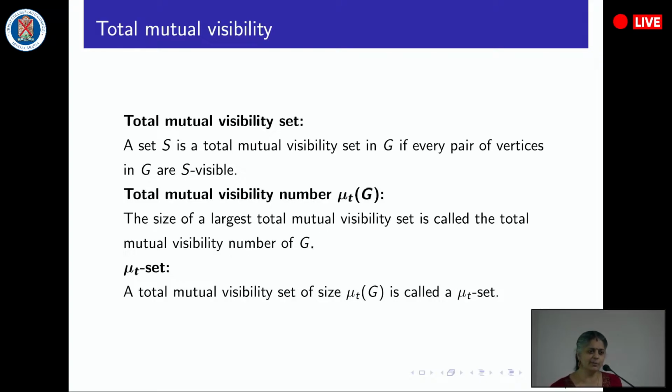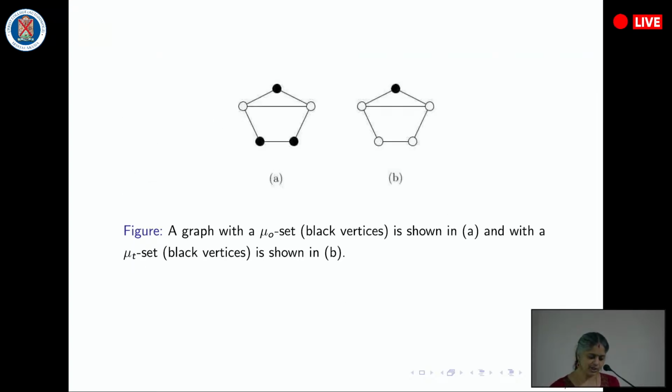Again, it is denoted by mu T of G, and the set which attains that value is called a mu T set. So here you have an example of a graph. The black vertices denote the mu naught set, and in B you can see a mu T set.